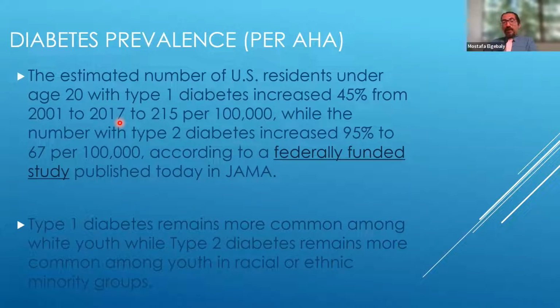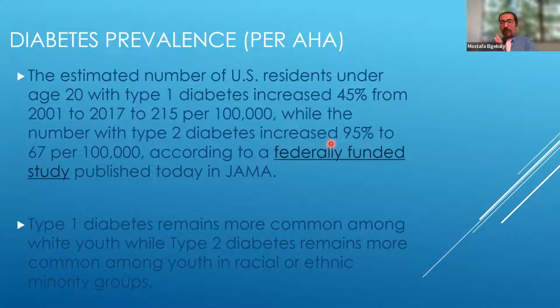As for type 2 diabetes, there is also an increase. So we're seeing a concerning trend for both conditions, which again, type 2 typically happens in an older population. The increase is about 95% to an incidence of 67 per 100,000. This is published in the Journal of JAMA. Type 1 is a condition where the patient is typically dependent on insulin, and type 2 is a condition where initially the patient uses oral medications, but eventually, if their diabetes is not controlled, they will use insulin as well.